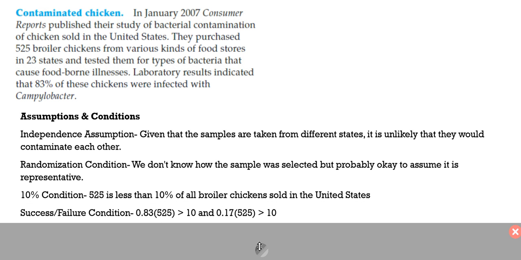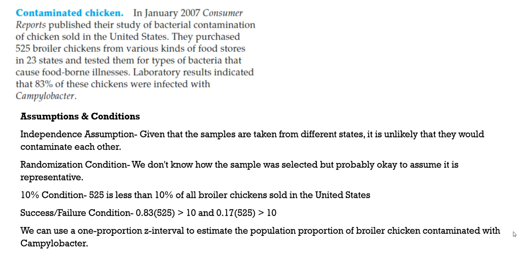And success/failure: 83% of the sample is more than 10, and 17%, the probability of not getting one with the bacteria, is also greater than 10. So the conditions are met. We're going to name our test. We can use a 1 proportion Z interval. That's what we're doing to estimate the population proportion of broiler chickens contaminated with the particular bacteria.